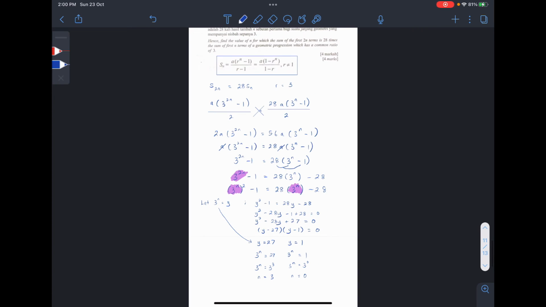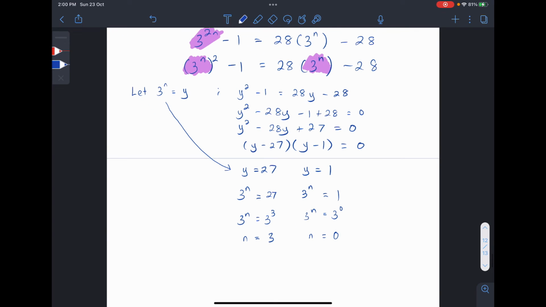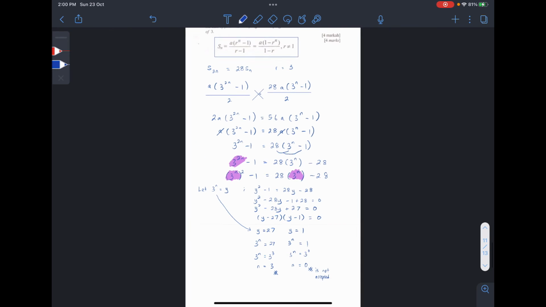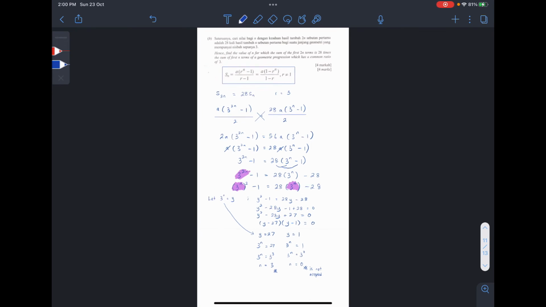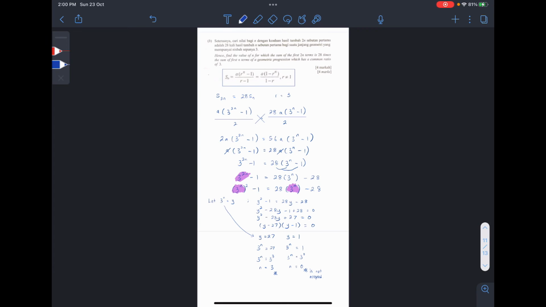And we actually have solved our equation already, right? So n can't be 0. So we will just write down here that this is not accepted. All right, and n equals 3. That is basically our final answer. All right. So yeah, it was pretty long, and you guys got your 4 marks. Okay, so here's the entire question, guys. If you guys are ready, let's move on to the last part of this video, which is question number 6.